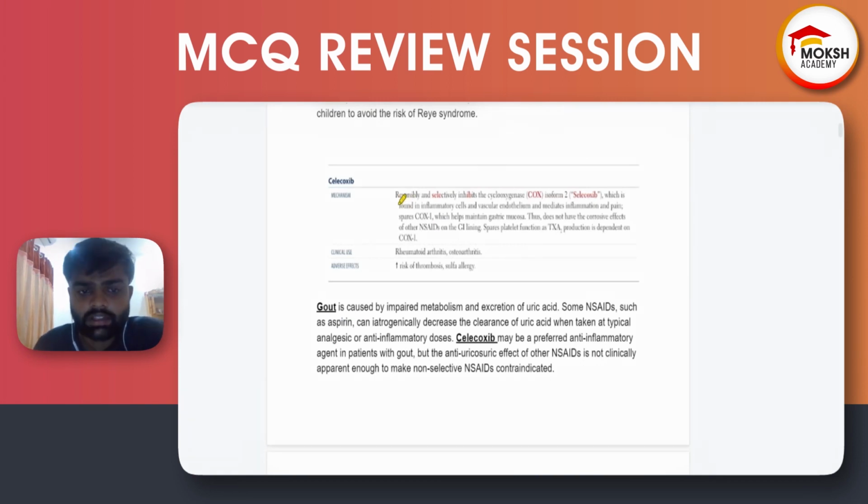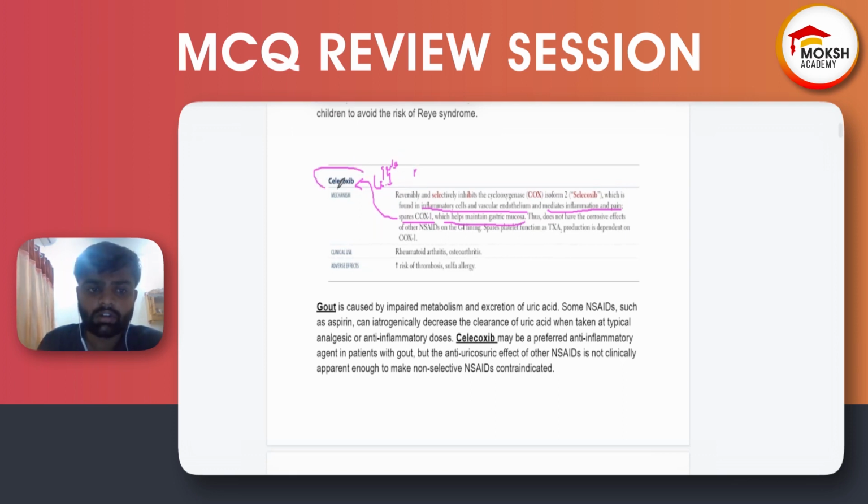Celecoxib, you can see it reversibly and selectively inhibits COX-2. You can remember it as celecoxib, which is found in inflammatory cells and vascular endothelium, and that blocks the inflammation and pain, which also spares COX-1, which helps to maintain gastric mucosa. So celecoxib is given to someone who is having severe GI distress due to using non-selective NSAIDs.